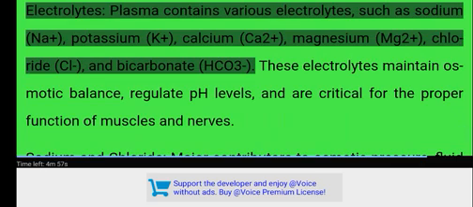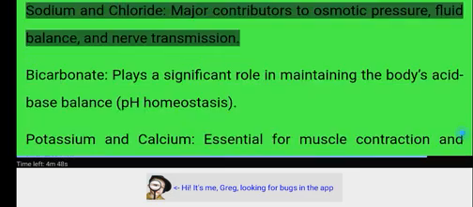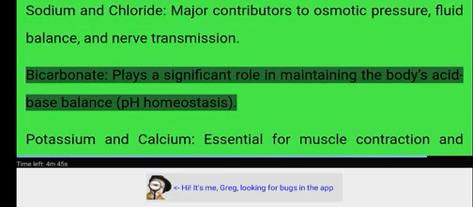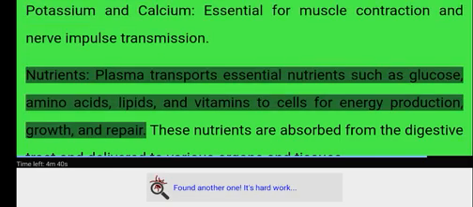Electrolytes. Plasma contains various electrolytes, such as sodium, Na+, potassium, K+, calcium, Ca2+, magnesium, Mg2+, chloride, Cl-, and bicarbonate, HCO3-. These electrolytes maintain osmotic balance, regulate pH levels, and are critical for the proper function of muscles and nerves. Sodium and chloride, major contributors to osmotic pressure, fluid balance, and nerve transmission. Bicarbonate plays a significant role in maintaining the body's acid-base balance, pH homeostasis. Potassium and calcium, essential for muscle contraction and nerve impulse transmission.